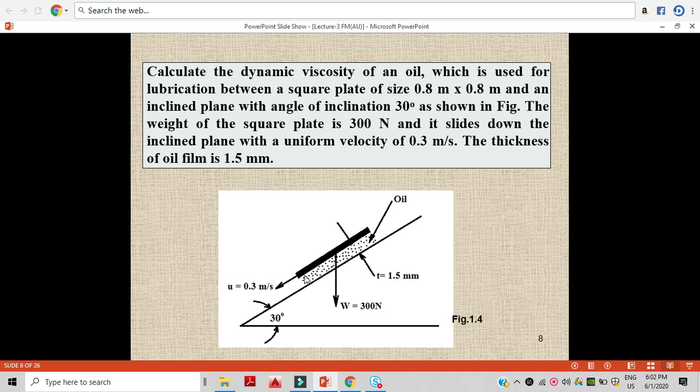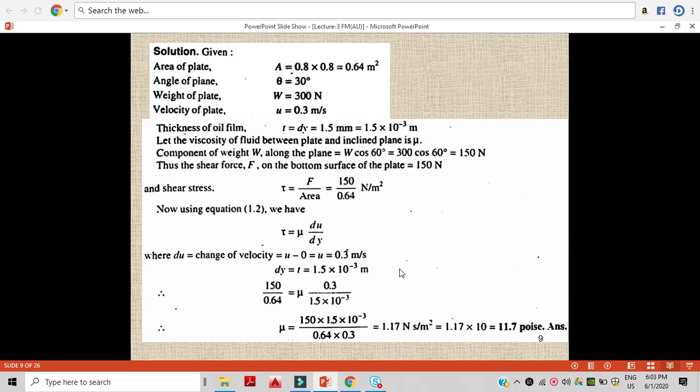If we take W cos 30, this is the component in the direction of the fluid, or in the direction of the slope, or in the direction of the velocity. So this is the force which is basically producing the shear stress. So what is that force? That force is W cos 60 degree. If we multiply with that, we'll end up with 150 Newton. So this is the force basically producing the shear stress.